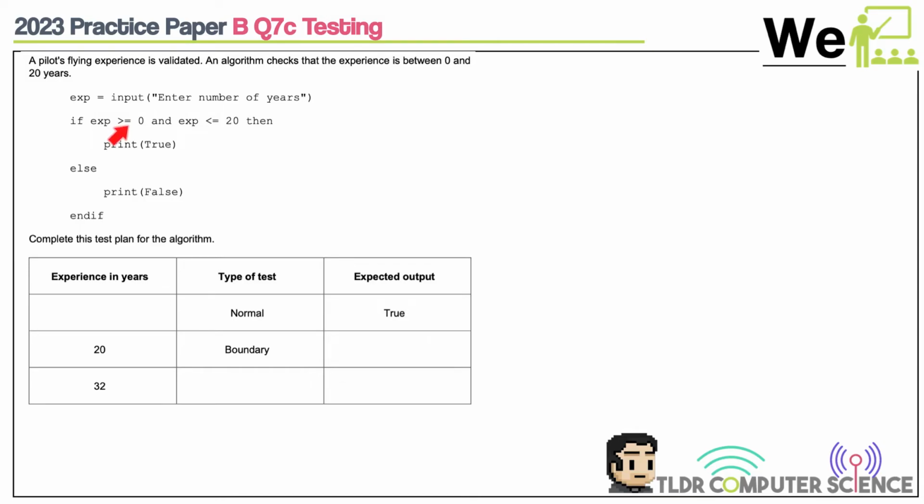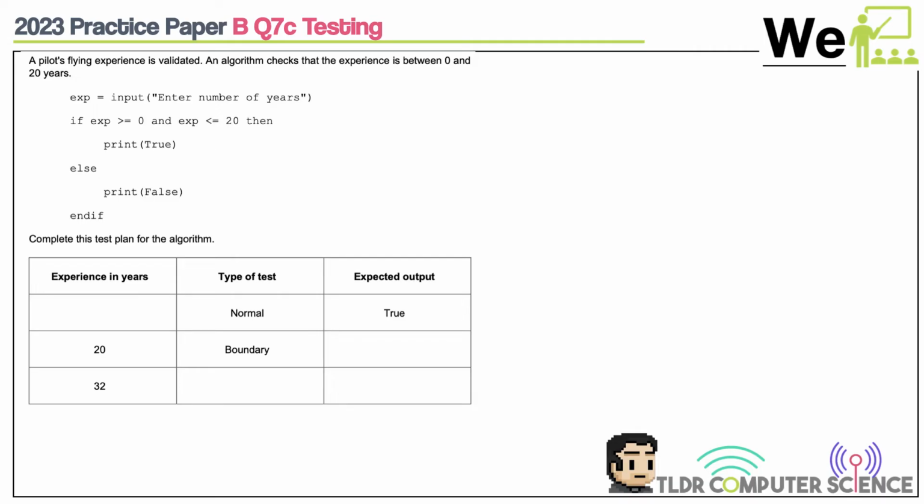It's looking for values between 0 and 20. What kind of validation do you call that? It's called a range check. It's not necessarily on the syllabus. It's just good to know, right? So that's a range check validation. So greater than or equal to 0 and less than or equal to 20.